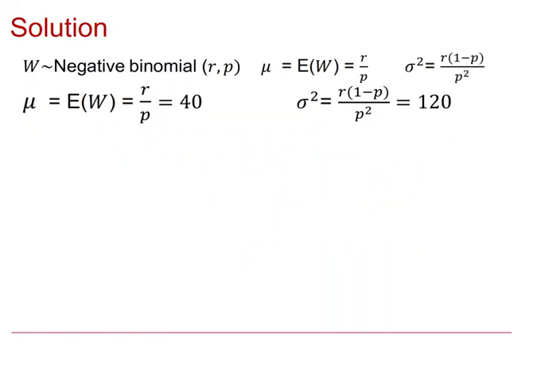If we then turn the information in the example into mathematical statements, we are told that the mean is 40, so R divided by P must equal 40, and the variance is 120, so R multiplied by (1 minus P) over P squared is 120. And this is going to provide us with simultaneous equations to solve. The first one is very simple, and the second one slightly more complicated, but both just connecting R and P.